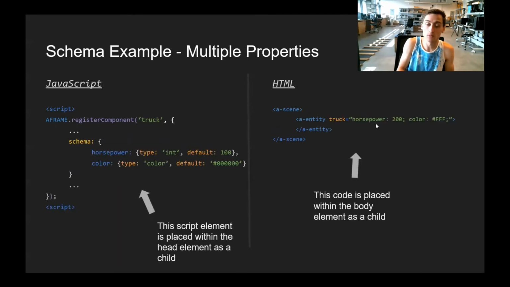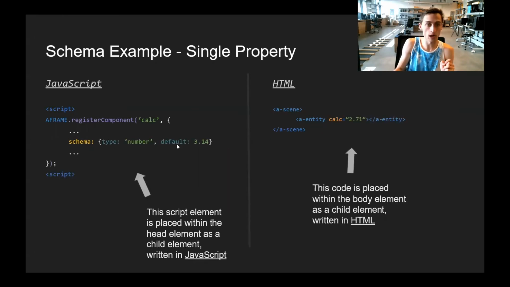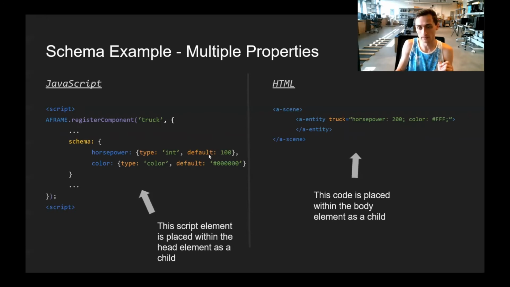All right, this is a multi-property example. Just for fun, I'm creating a component called truck. In the schema, you'll notice that it's written a little bit differently. I now have a name for a property followed by more brackets. In these brackets, just like before, I'm also putting in the type and maybe a default as well. And yes, I understand 100 horsepower is not a lot, but that's just the default for now.